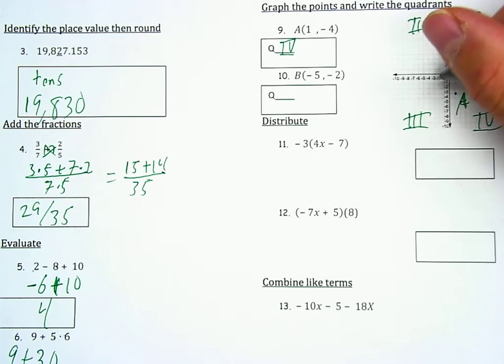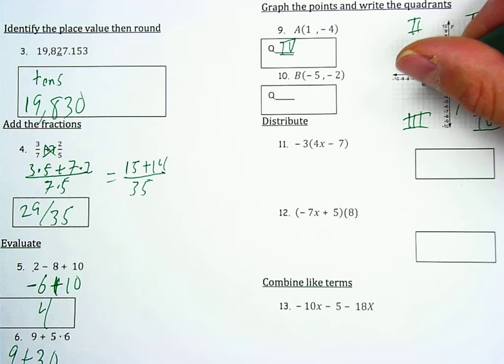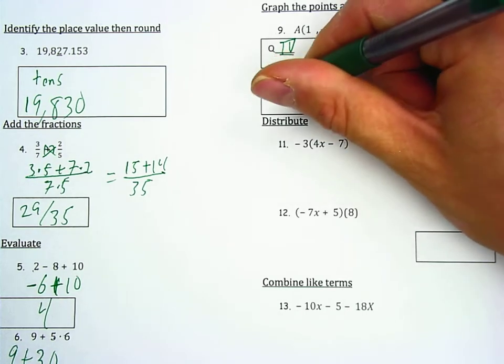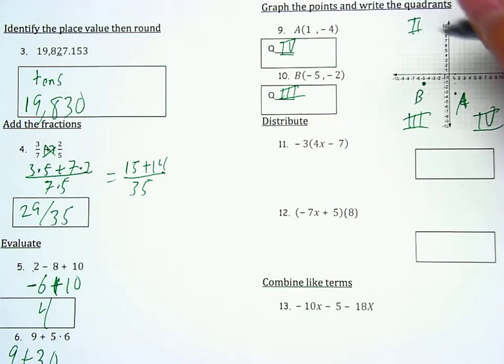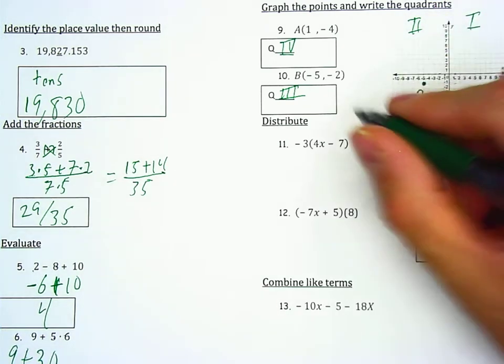Question 10, left 5 and down 2. 1, 2, 3, 4, 5. 1, 2. There's point B. That's in quadrant 3. And again, that does look like maybe it's down 1, but 1 is labeled up above. The label here is a little bit off. It's actually down 2. 1, 2.